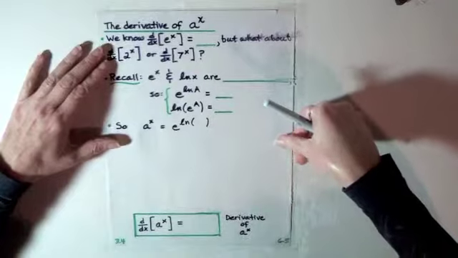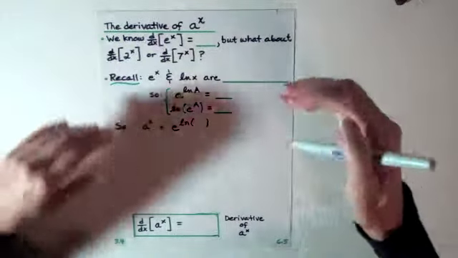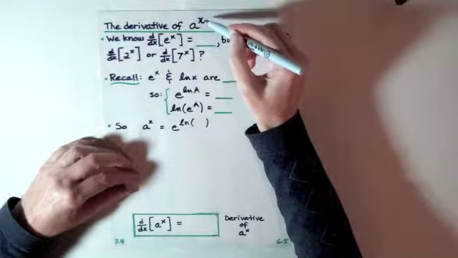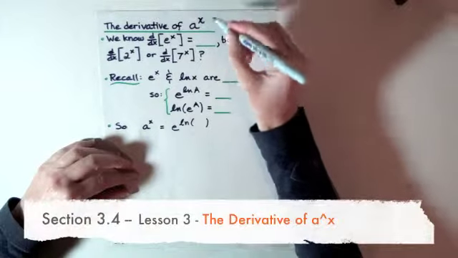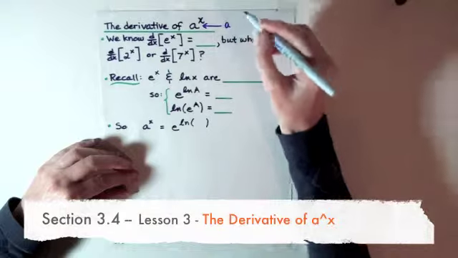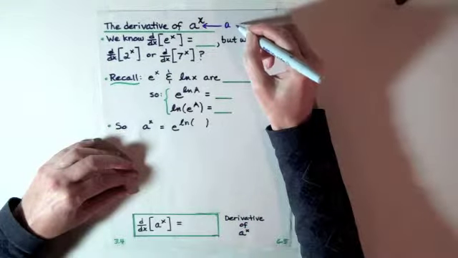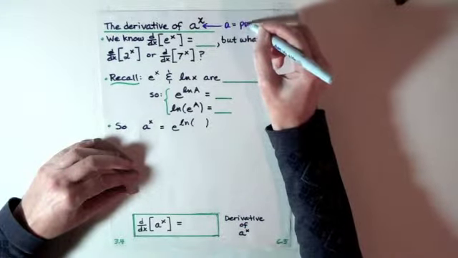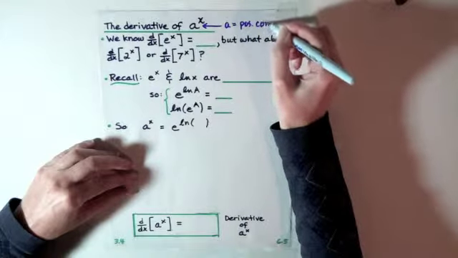It turns out that knowing the chain rule allows us to figure out the derivative of a type of function that we haven't talked about yet. The derivative of a to the x, an exponential function. And remember that in this exponential function, we are thinking of a as being a positive constant. So a equals a positive constant, but it can be any real number.